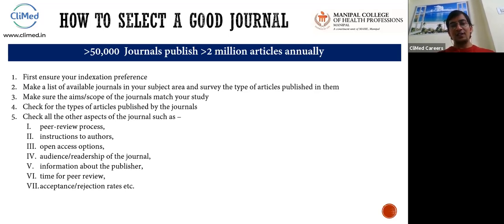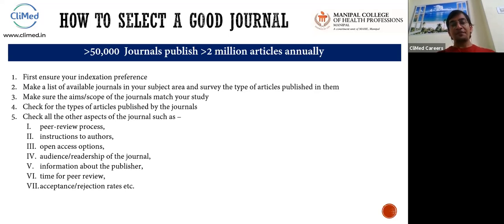Then after that, you have selected a journal. After selection of a journal, you have to look at a few processes, a few instructions in the journal. Then only you can go for that, if it is suitable to you or not. First is the peer review process. If the journal is peer reviewed or not. If the journal is peer reviewed, then how much time it is taking, how many months it takes, and how many reviewers review your article. So what is the process? You just find out the peer review process.